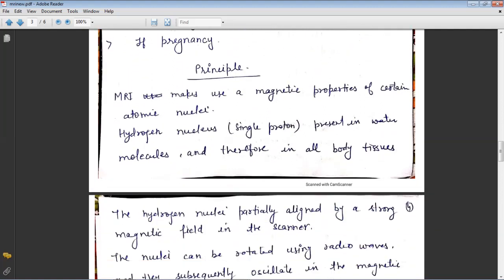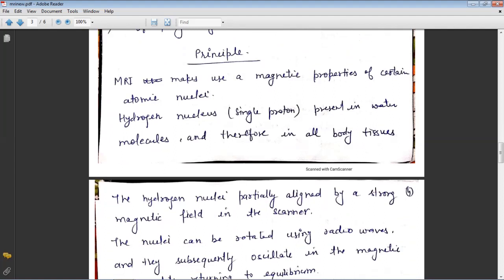Now come to the principle of MRI. As we know, it is based on the principle of NMR spectroscopy. In NMR spectroscopy, we apply an external magnetic field so that the nucleus can spin, and shielding or deshielding also takes place. The same principle works in MRI.